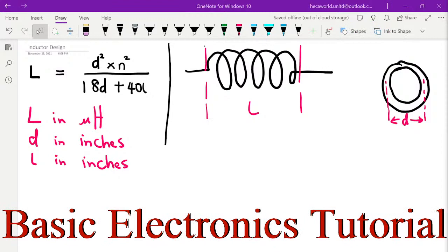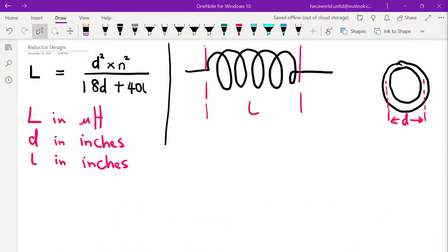Today we're going to look at inductor designs for resonant circuits. In the video we showed yesterday on the wireless microphone, we used an inductor that is homemade, and we want to show you today how to make such inductors.